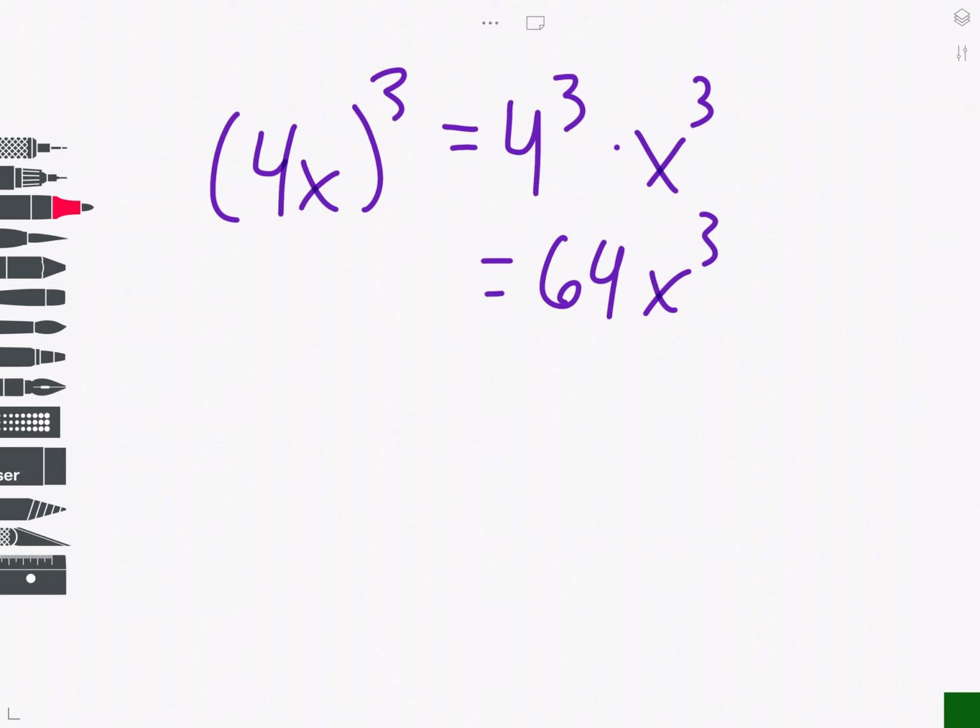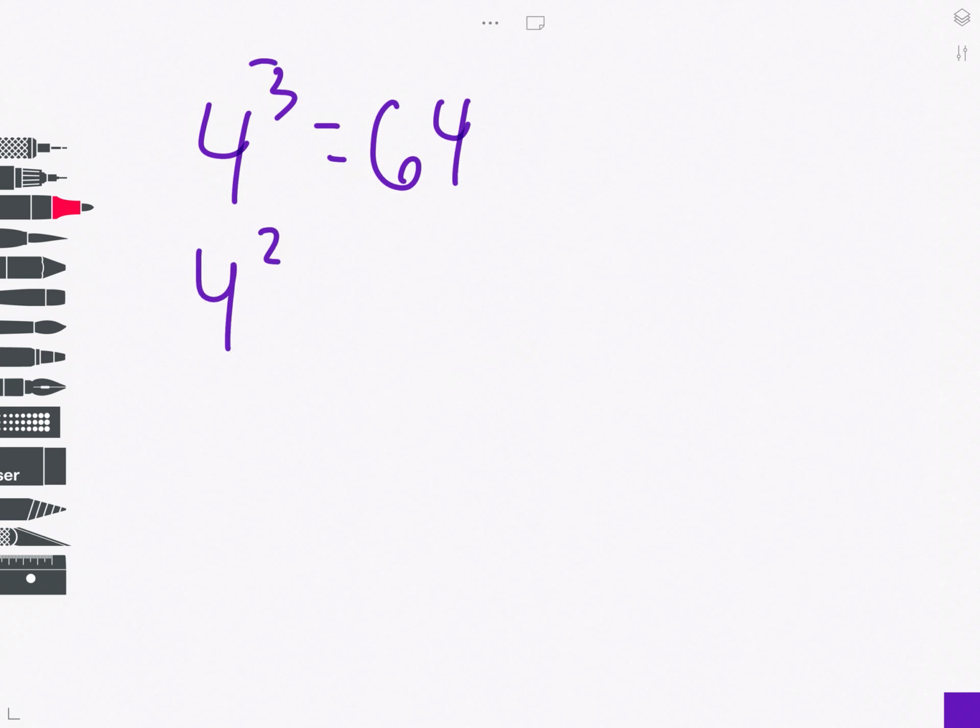Parentheses are extremely important in this case, though, because 4x to the third, without parentheses, would only mean the x is to the third. So that's actually done. That's actually simplified. 4x to the third would be the simplified version of that. So watch those parentheses very carefully, particularly in the case of a 0. Let's look at that.